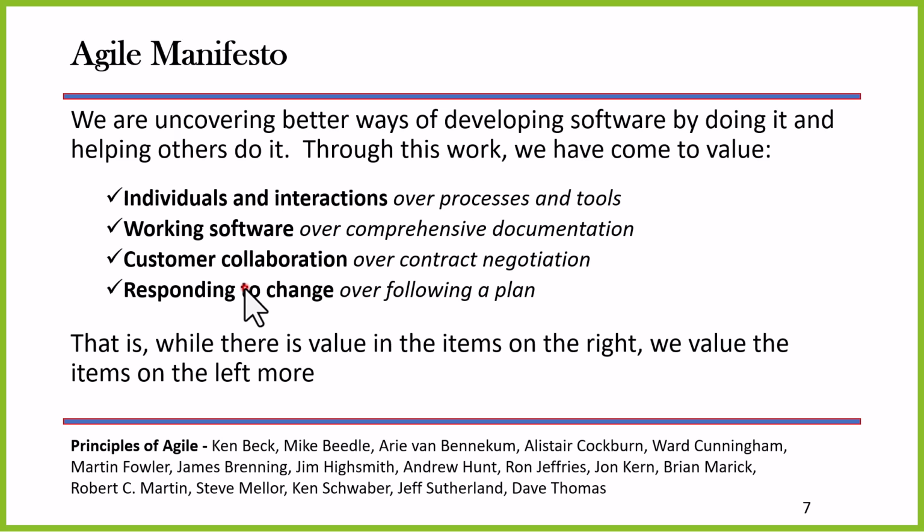They said individuals and interactions over processes and tools. Of course, in a predictive traditional environment, we use a lot of processes and tools. Working software over comprehensive documentation. And of course, in traditional predictive project management, we use a lot of documentation. Customer collaboration over contract negotiations. And then responding to change over following a plan. Now, in predictive traditional, we have a plan. We follow that plan. We negotiate contracts, okay? So Agile takes on a different approach. There is value in the items on the right, but they said we value the items on the left more.